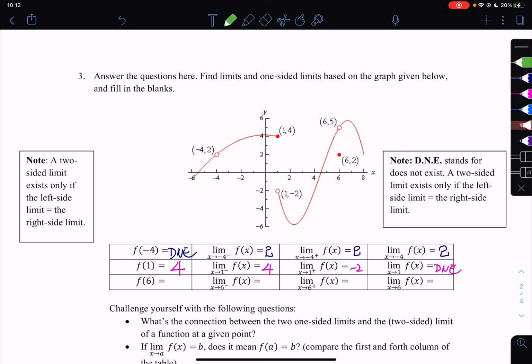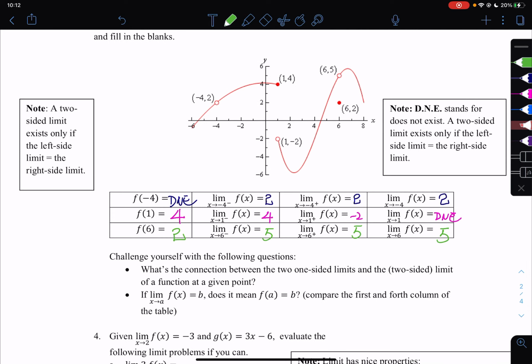For the next case, I'm looking for what's going on when my input is 6. My function value is this solid dot here, hence 2. But when I'm approaching that point, I realize I'm approaching the same point both from left and right. So my limit is the height, which is 5. So what I end up with is a function value of 2, my left and right limits are 5, so my limit is simply 5.